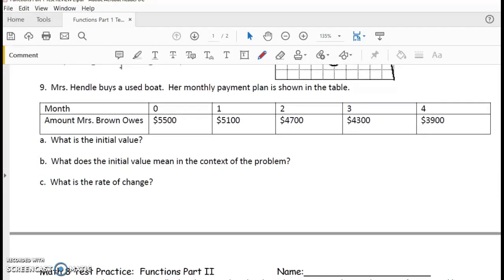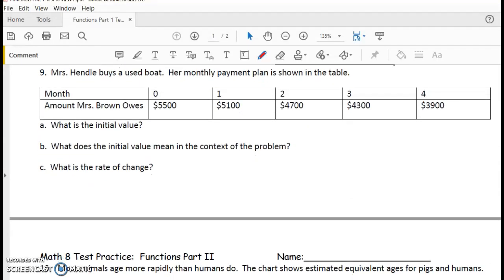That's really weird. Miss Hindle buys a used boat. Her monthly payment plan is shown in the table. Oh, I forgot to change the name. Brown was yesterday, and now it's still supposed to be Hindle. I was thinking Henderson, but I didn't want to say Henderson, so I said Hindle, which I don't know.